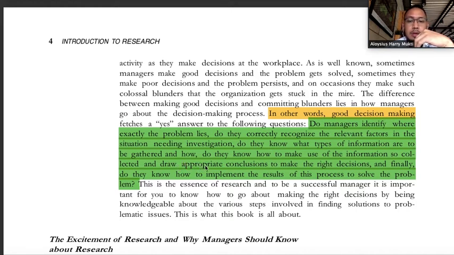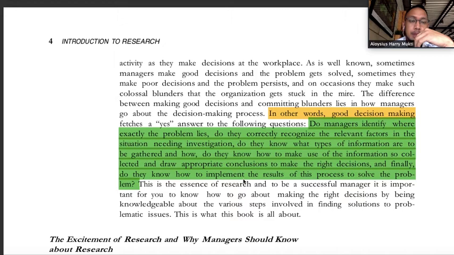Drawing appropriate conclusions will involve the statistical test. So we can end up with a conclusion to make the right decision. And finally, do they know how to implement the result of it? That will be the implications. So after the conclusions, don't forget the implications.